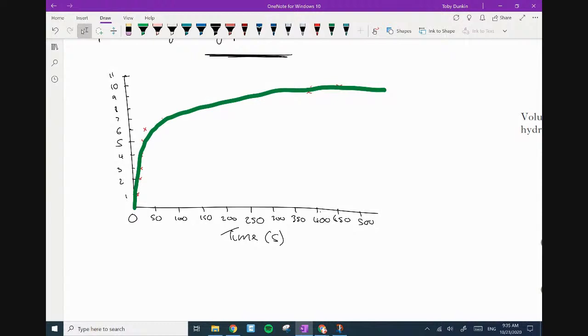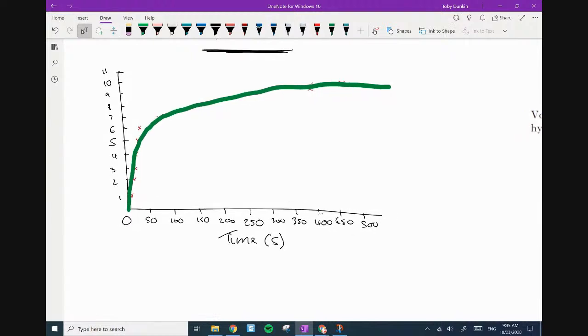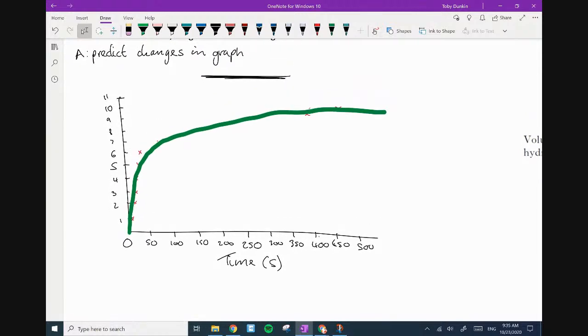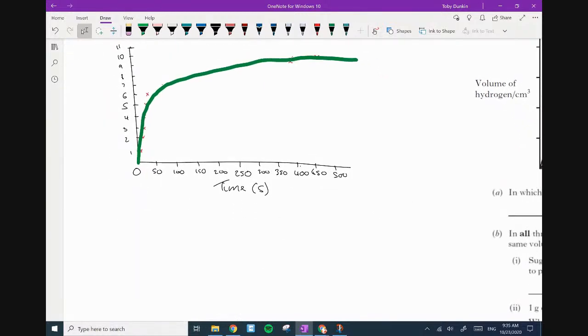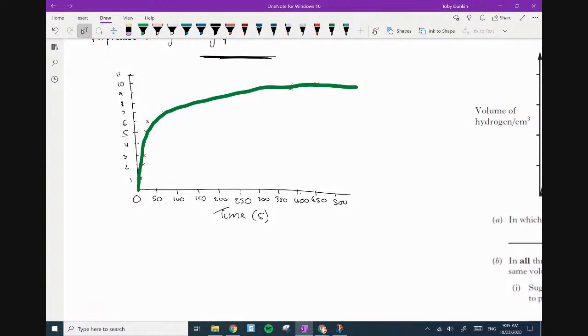Yeah? Now, what we now need to do is look at each section of this graph. So at the beginning, what we realize is, how can you recognize rate? It's to do with the gradient. So let's say this is experiment number 1. This is EXP number 1.